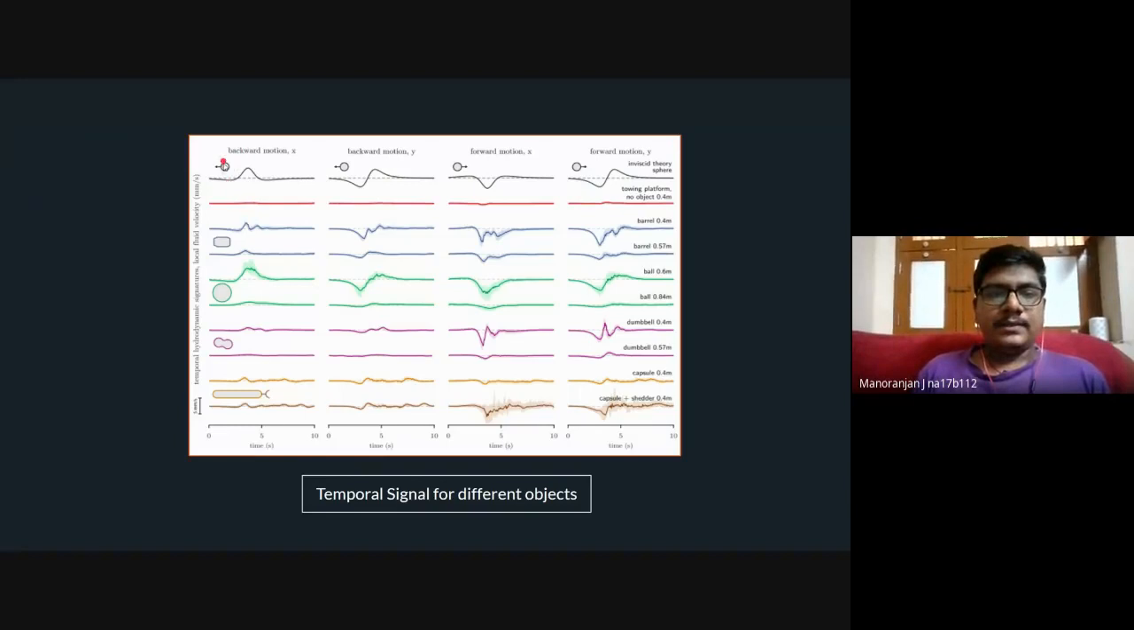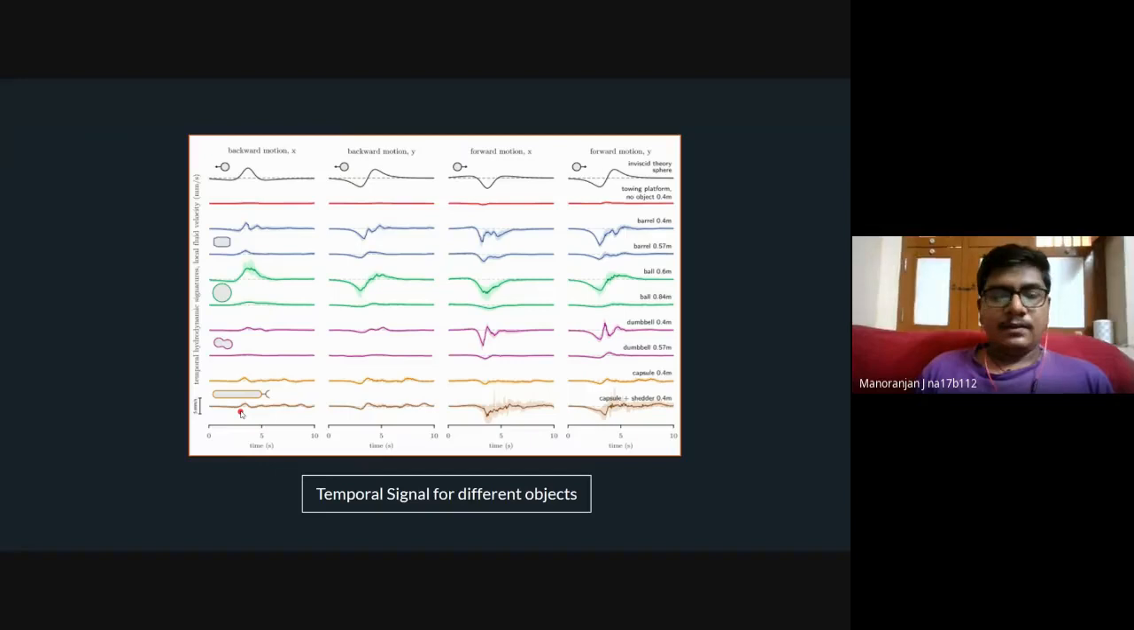5 predefined objects. These are the shapes of the 5 objects. As you can see, the object is moving, and they do it multiple times across the sensor system. Depending upon that, you can get different temporal signatures, and they analyze these signatures and come up with a shape classification system. So what they are trying to do is classify the shape based on the signatures they have received.